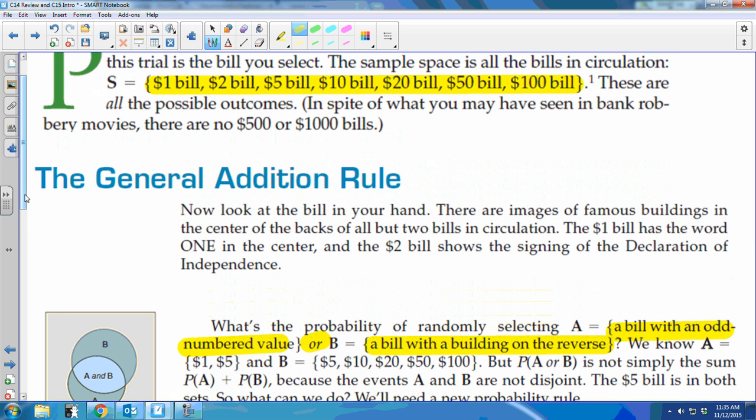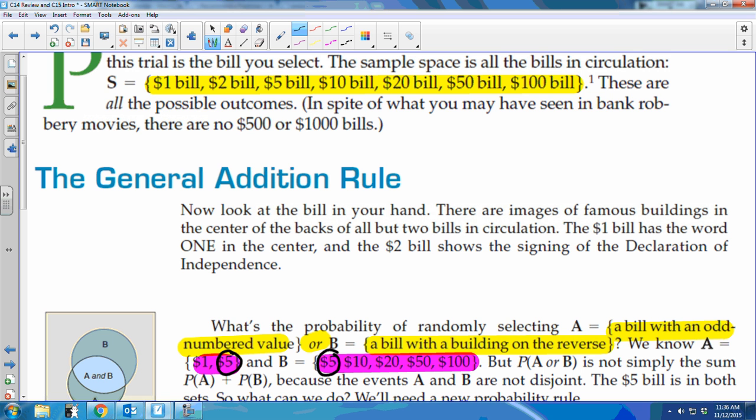Now in chapter 14, when we had "or," we were talking generally about disjoint events with no outcomes in common. But in this case, a bill with an odd number value can only be $1 or $5. Bills with a building on the reverse are all of the ones except for the $1 and $2 bill, so $5, $10, $20, $50, and $100. And so we can't just add the probabilities because $5 is in both of those groups. All right, so now I have an overlap. So these events are not disjoint. They have outcomes in common. So we can't just add things together all the time because we feel like it.